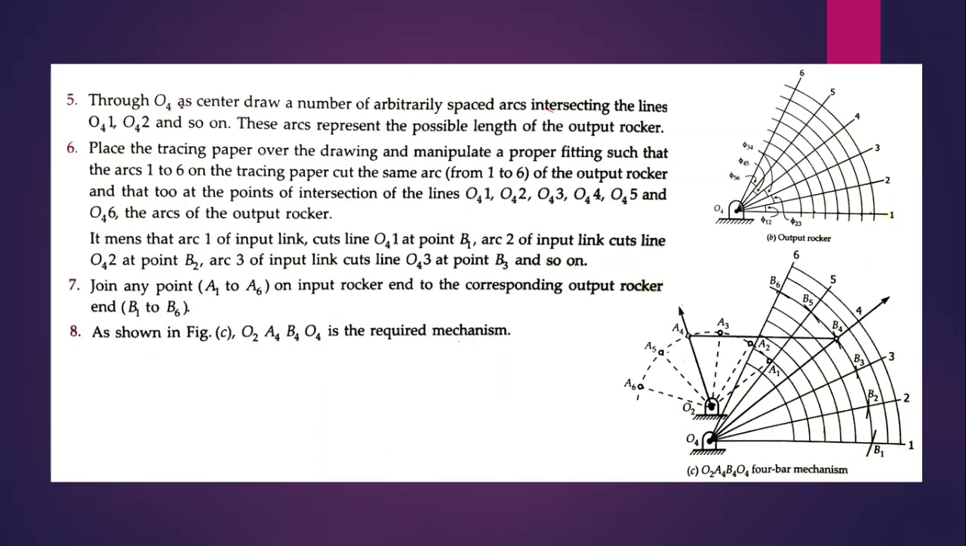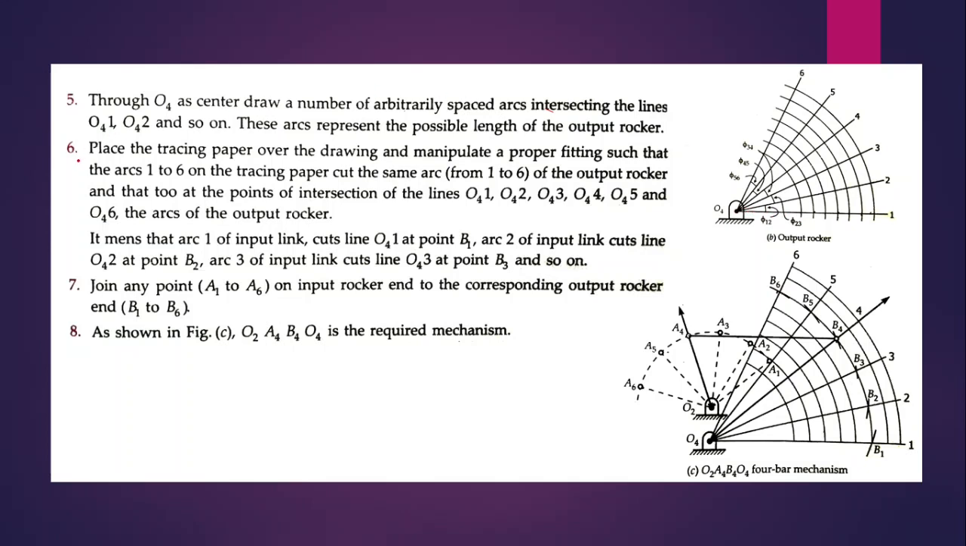Through O4 as center, draw a number of arbitrarily spaced arcs intersecting the lines O41, O42 and so on. These arcs represent the possible lengths of the output rocker. We can construct different arcs to intersect these lines O41, O42, etc. These are the different possible lengths of the output rocker.